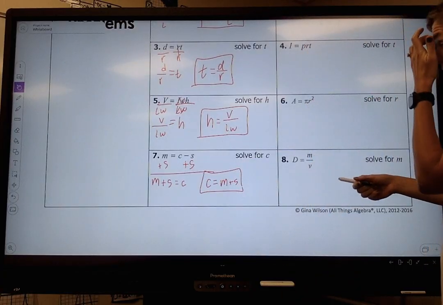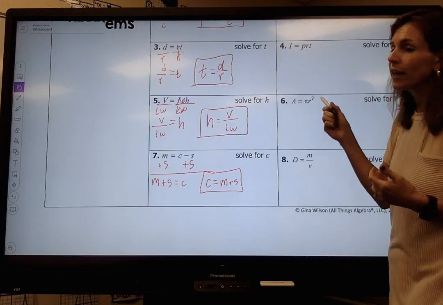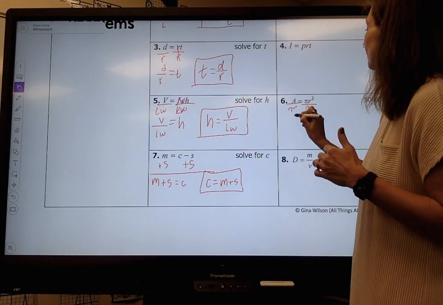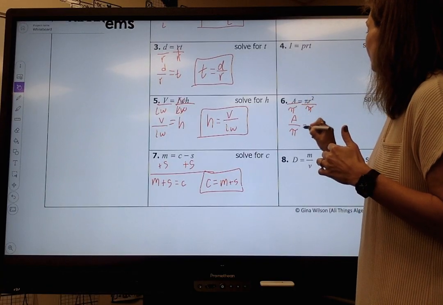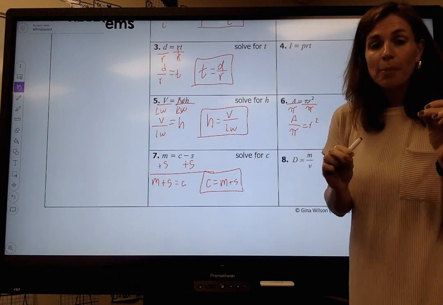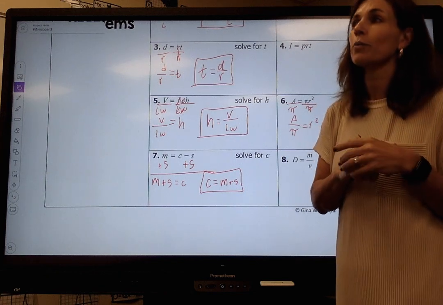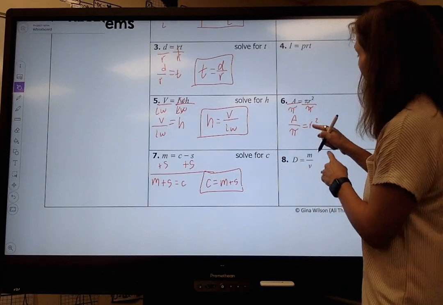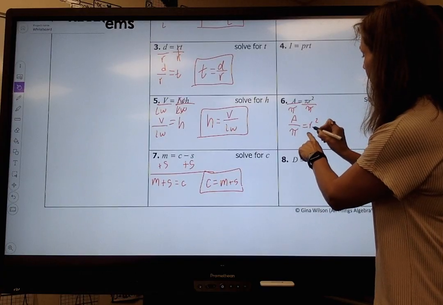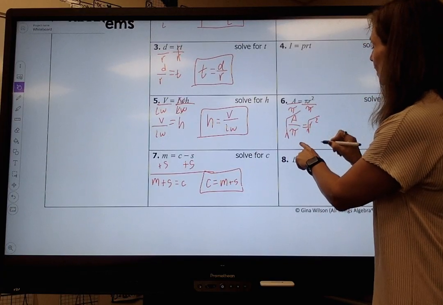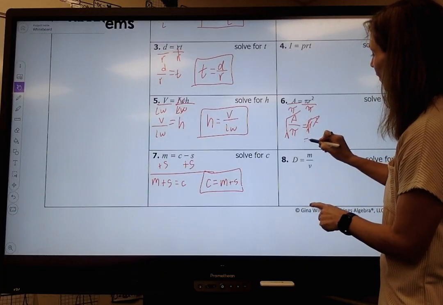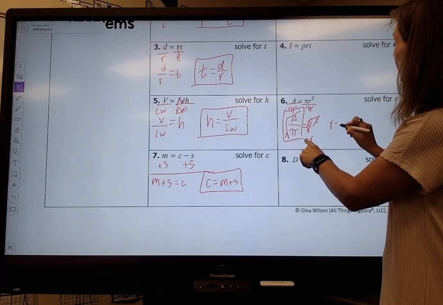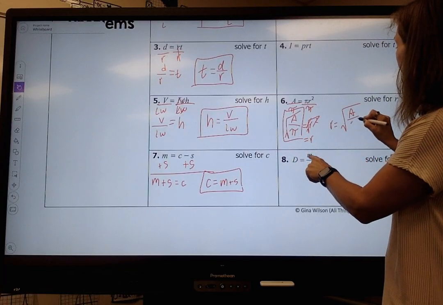If you jump over here, let's look at number 6. If I want to get R by itself, I'm going to divide both sides by pi, and I get A over pi equals R squared. What is the opposite of squaring something? Do you remember this inverse property from last year? You take the square root of both sides. So to get r by itself, I have to get rid of this squared. So I'm going to square root both sides. My square root and square cancel out to leave me with r. And then that's your answer right there. So r equals the square root of big A over pi.